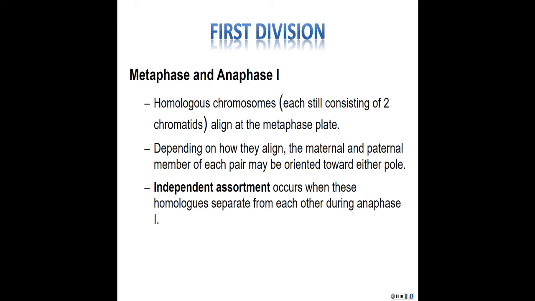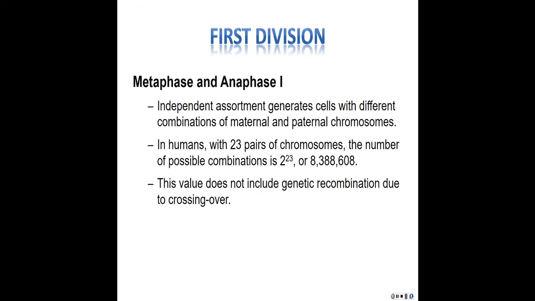Okay, this is just a restating of everything we just talked about. All right, so here, this really hits home how much variation there is. In humans, because we have 23 pairs of chromosomes, the number of possible combinations is 2 to the 23rd, or over 8 million. Now remember, this value doesn't include genetic recombination. It doesn't include what we call crossing over. When they say genetic recombination, that's just a general term we use to describe mixing and matching DNA. So crossing over is an example of genetic recombination.